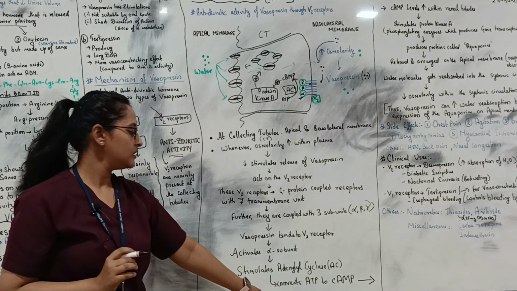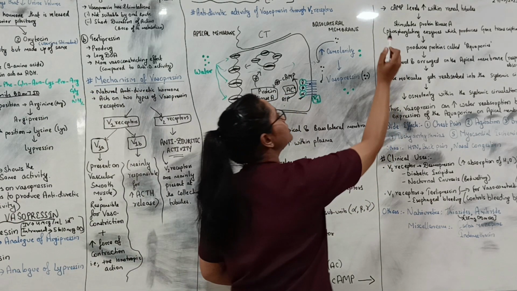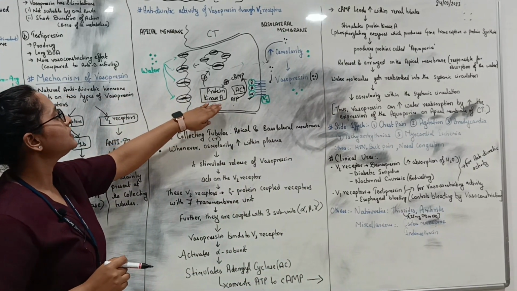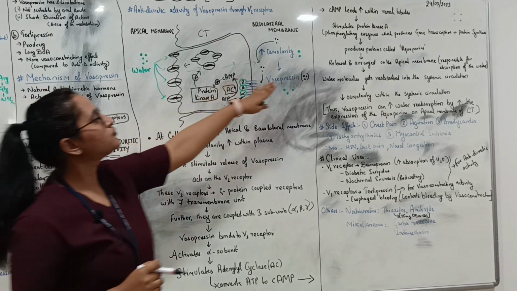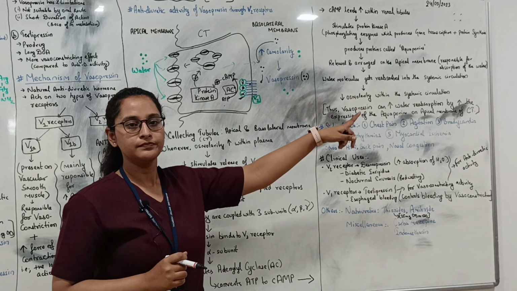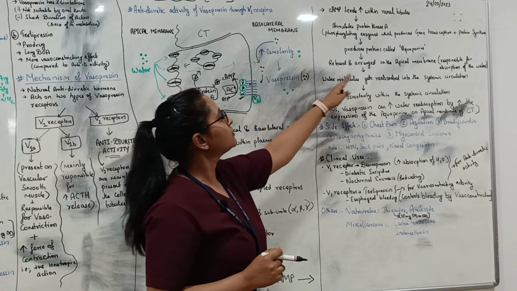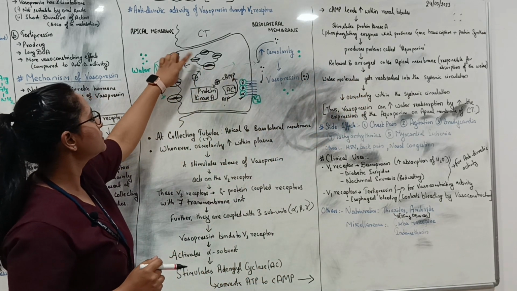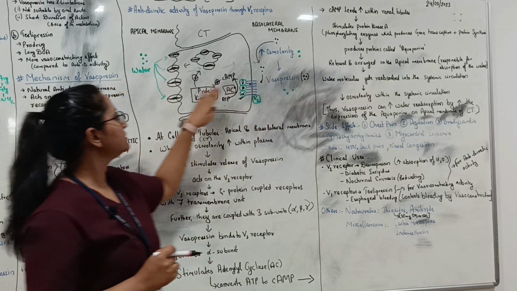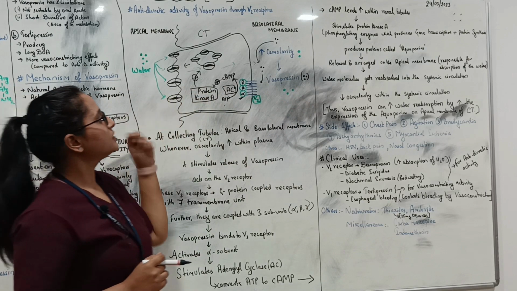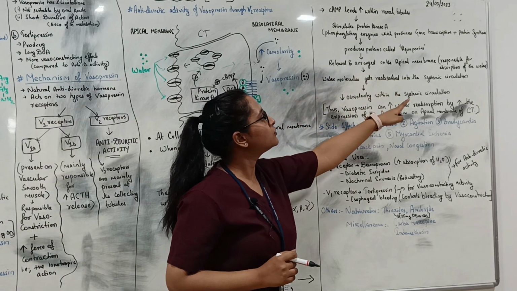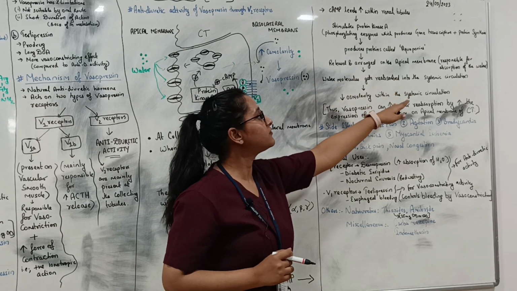Because of the increase of the cyclic AMP levels within the renal tubules, it stimulates protein kinase A, which is a phosphorylating enzyme that produces gene transcription and protein synthesis. After the cascade of protein kinase A, the aquaporins are produced, and they are released and arranged on the apical membrane, which is responsible for the absorption of water.